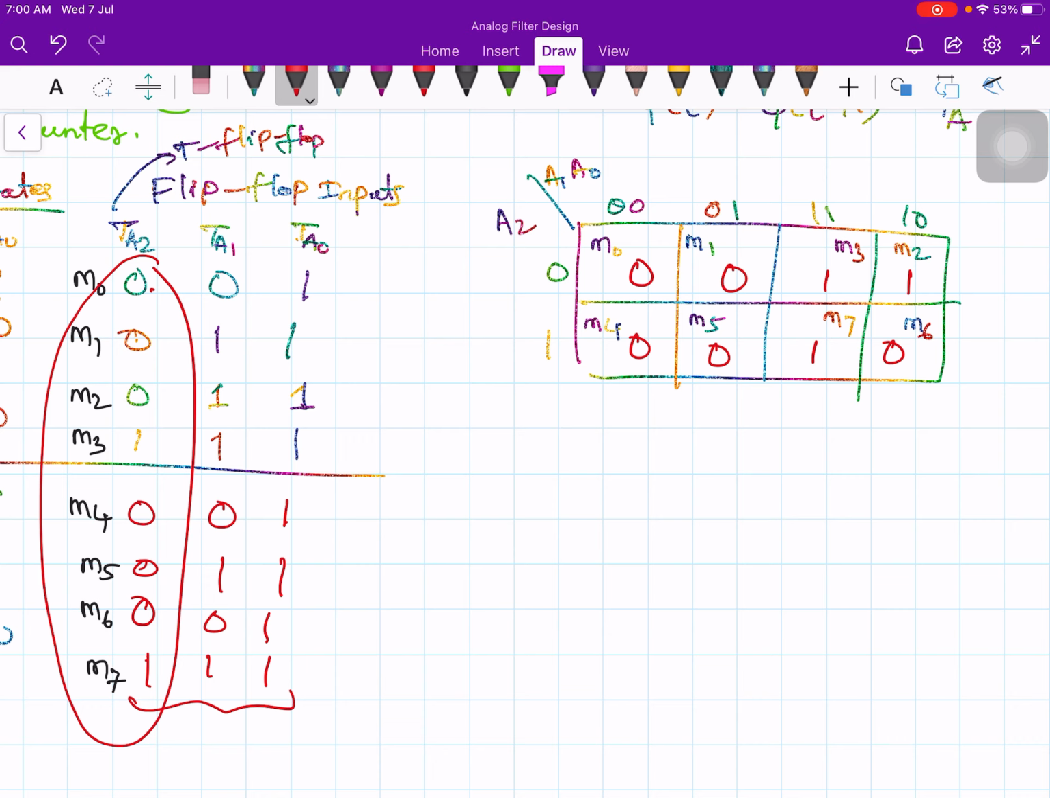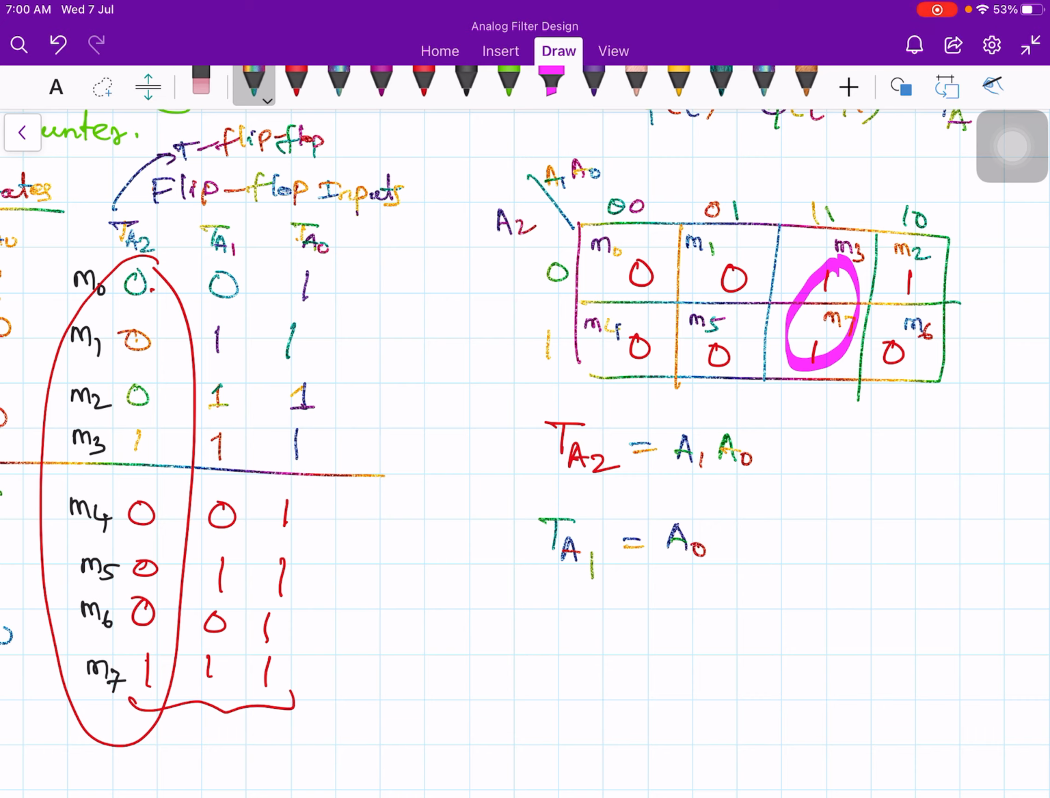Therefore this is A2, right? TA suffix 2. So you can combine these two guys. Therefore this is A1 and A0. Similarly, you can find out TA1 by looking at the middle column. And let me write down directly the answer. You can work out to get the answer.